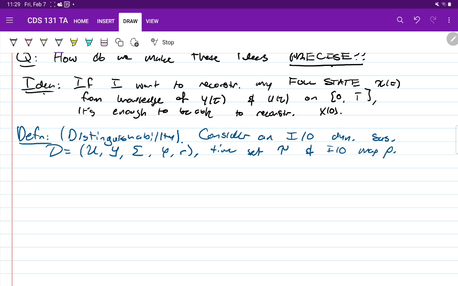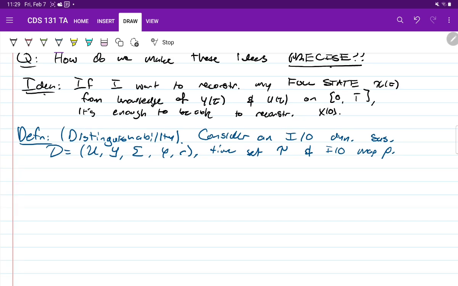Now remember, the IO map rho was just that convenient composition of the readout map and the state transition map. It goes directly from initial state, input, and a pair of times to your output value at the end time. So what I'm going to do is first define what it means for a signal to distinguish between two initial events.